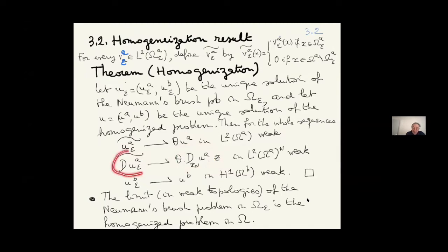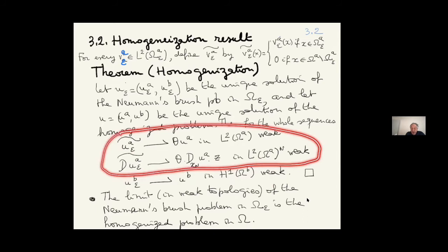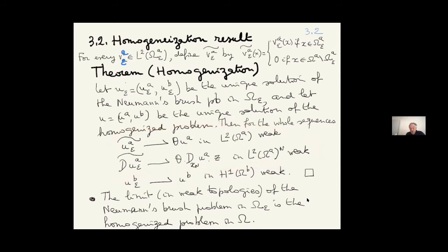So this is a vector in L2 of Ω_A. This is a scalar in L2 of Ω_A, because this is only the vertical derivative of u_A. This is the density of the teeth in Ω_A, and this is the vector ζ that I introduced before. And for the below part, u_B^ε tends to u_B in H1 of Ω_B weak. So this is completely standard and expected. This is a little bit unexpected. And the whole sequences converge, and the results are θ u_A and θ times the vertical derivative of u_A multiplied by ζ.